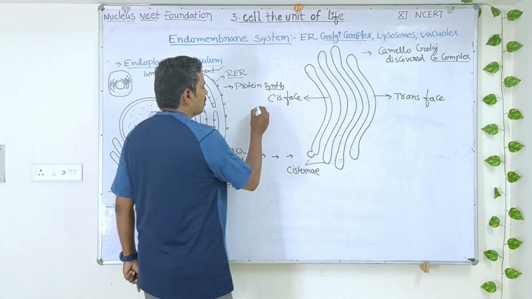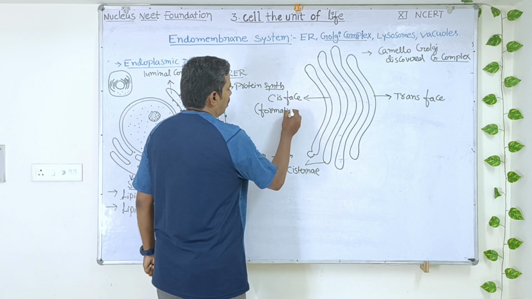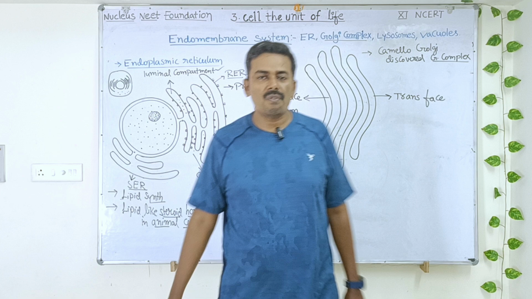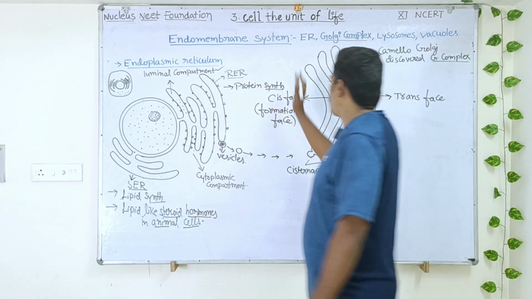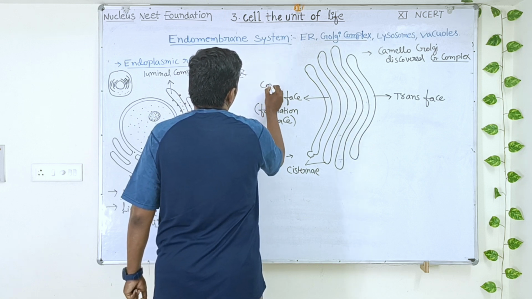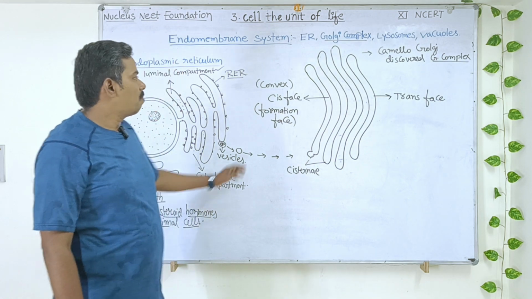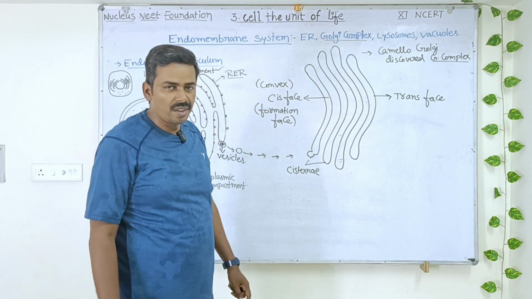That's why the cis face is also called the formation face. Why? Because the new cisternae are formed in this convex region. So what is the shape of the cis face? It is convex. New cisternae are formed here in the cis face, which is convex in shape. That's why it is called the formation face.